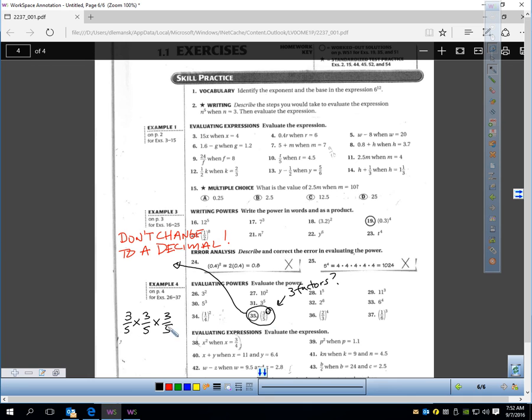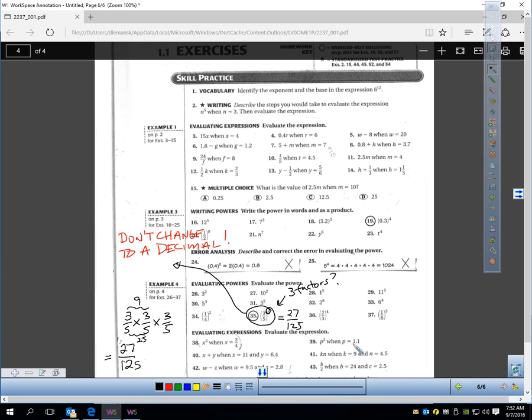That's the problem we need to do. This is telling me to do this. Let's do it. On the top, 3 times 3, so these two are 9, and 9 times 3. So on the top you have 27. On the bottom, we have 5 times 5 times 5. Well, 5 times 5, that's 25, and 25 times 5, that's 125. The answer to this should be 27 over 125.